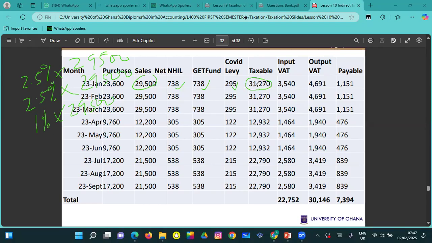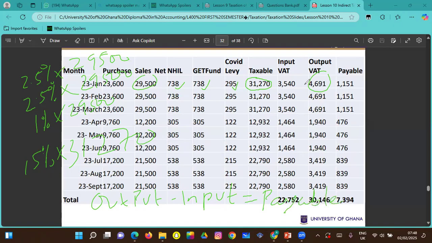Now, when you calculate the VAT rate of 15% on the taxable amount of 31270, you are going to get your output VAT. Now, if you want to get your payable, it is your output minus the input. So output minus input equals payable. So that is basically it.